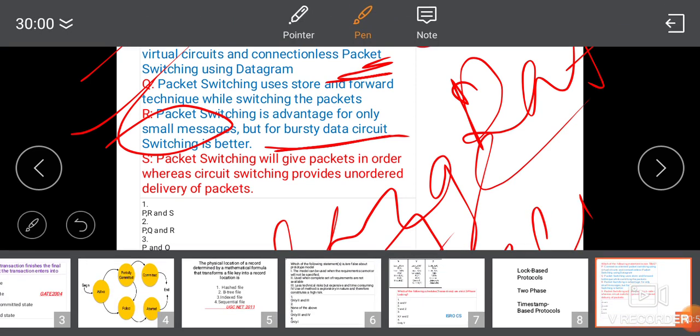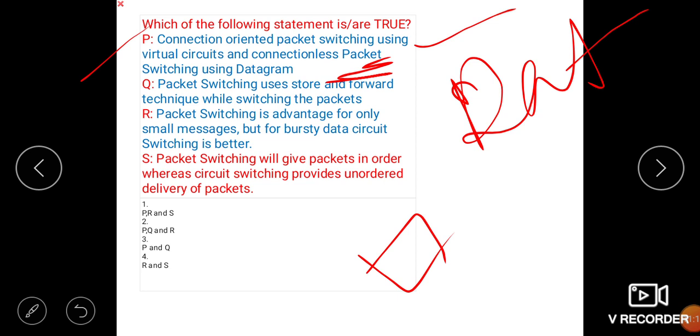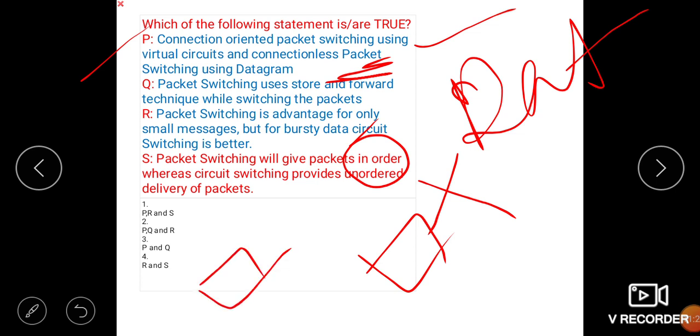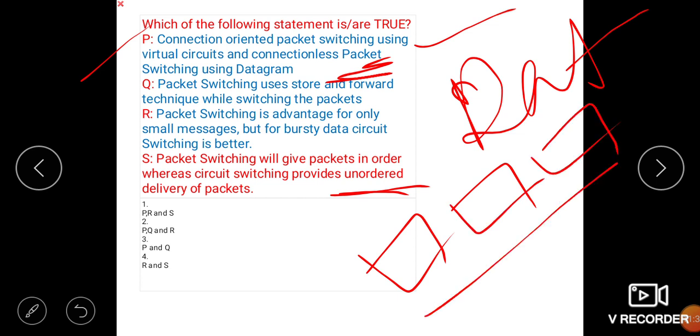circuit switching. In circuit switching there is a dedicated path, so for this reason it is helpful for sending large packets. Now, packet switching will give the packets in order. This is false. Packet switching does not send the packets in order, it sends the packets in an arbitrary manner. Circuit switching provides ordered delivery. It sends each packet in order because it follows a dedicated path. For this reason this is false.